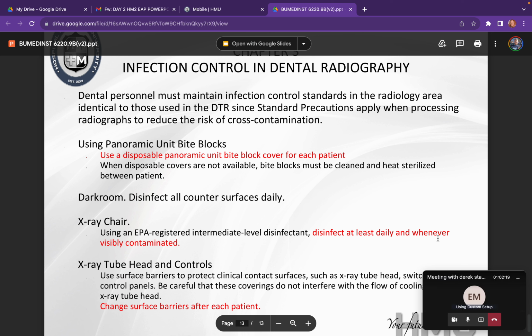All right. Your x-ray chair. Disinfect at least daily and when visibly contaminated. What device do you think an x-ray chair would technically be considered? Non-critical, right? Now, for those dental techs that know, those cavity wipes are high chemicals, meaning that no matter what, they are slowly destroying our chairs, and that's why they get destroyed faster than the life cycle that those chairs are made for.